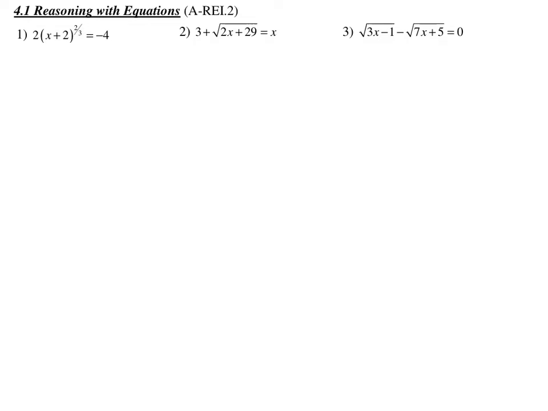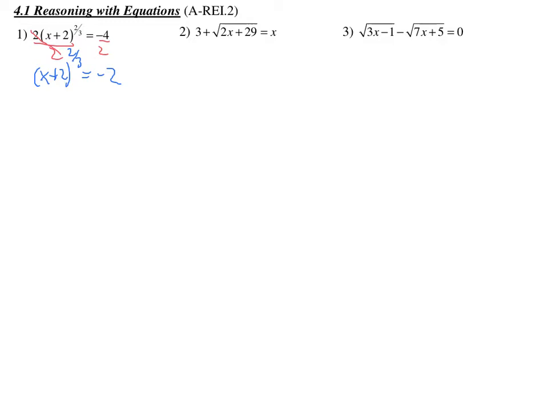To solve it, though, I first want to get this fractional power piece by itself. So to get this by itself, I've got to get that 2 off, and that 2 is connected by multiplication. So the opposite of multiplication is division. So the first step is just divide by 2. And I now have x plus 2 to the 2/3 equals negative 2. So that's my first step, to get the fractional power by itself.